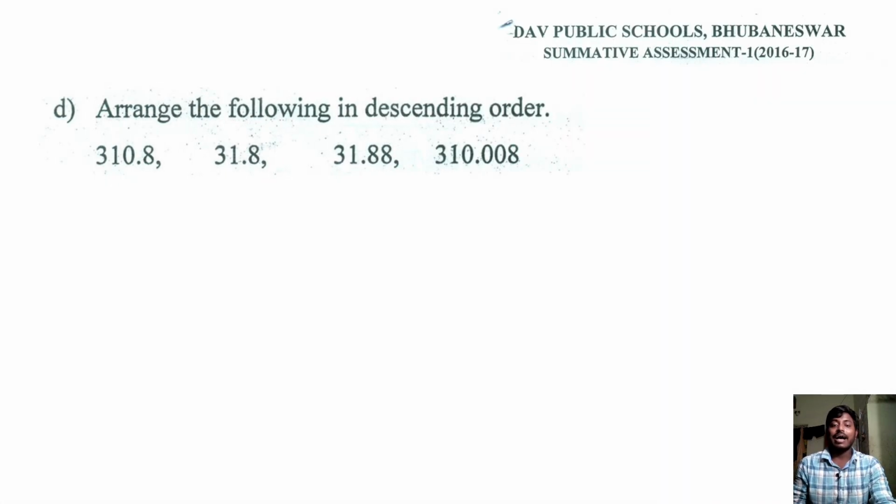Next question, arrange. You can see one arrange question, either ascending or descending. So first we write down the biggest. Here is 310, here is also 310. Now the tenths position is 8 here, and the tenths position is 0 here. Which one is bigger? This one is bigger. This is the first, this is the second, and here is the third and the fourth.